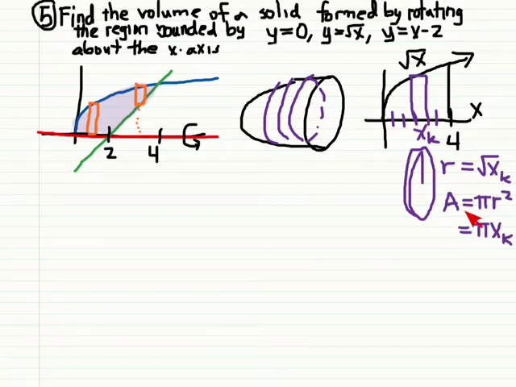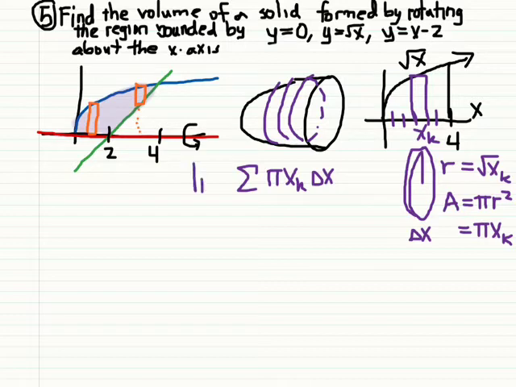And so the area is calculated as pi r squared, where the radius is given by the square root of x_k. And so the area of a single slice is going to be pi times the square root squared, which gives me back x sub k. Now, to calculate the volume, I need to take that area of cross-section and multiply it by the thickness, delta x. And so the volume would be approximated as the sum of pi x_k delta x.